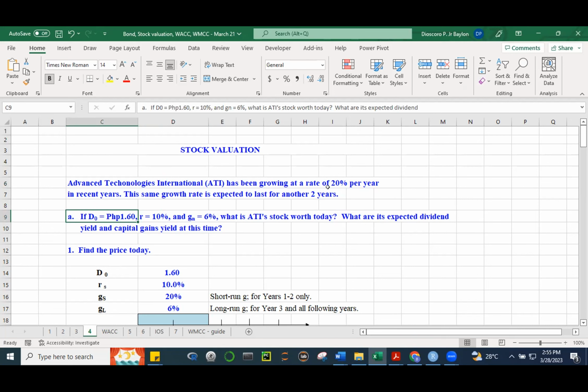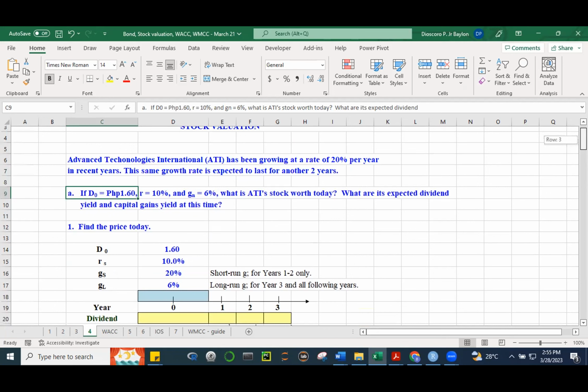So these are extraordinary times, right? So the short-term projection of growth for the next 2 years is 20%, just for the next 2 years. So the management believes that the next 2 years will be very robust, so they will be able to give dividends at a 20% dividend payout ratio. So what are the expected dividend yield and the capital gains yield at this time?